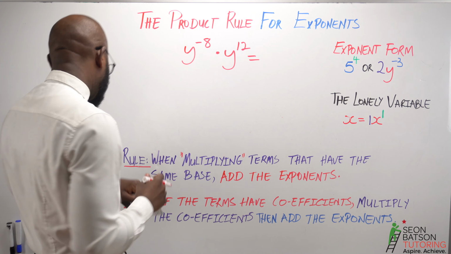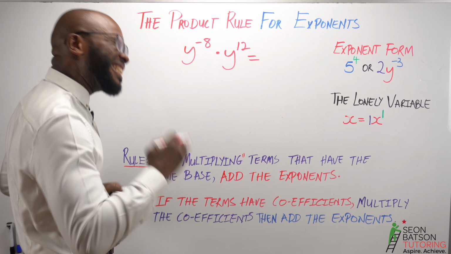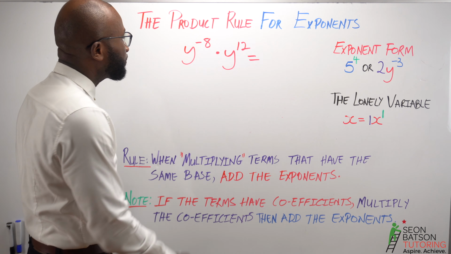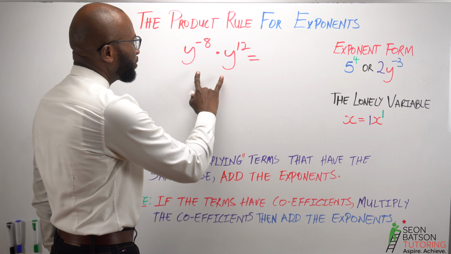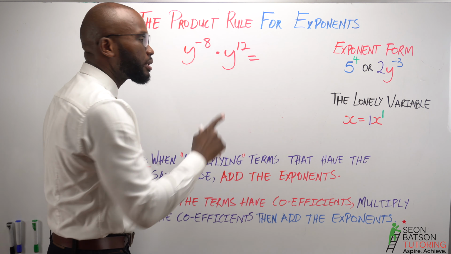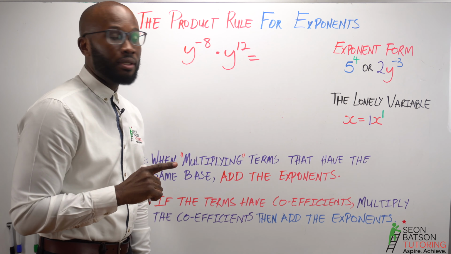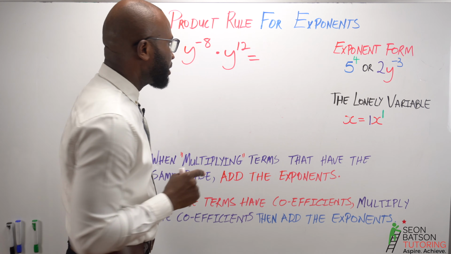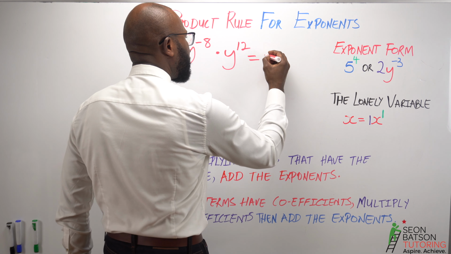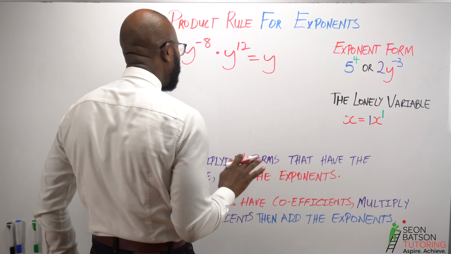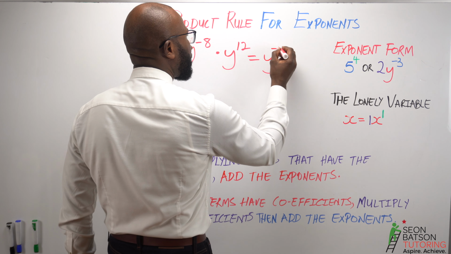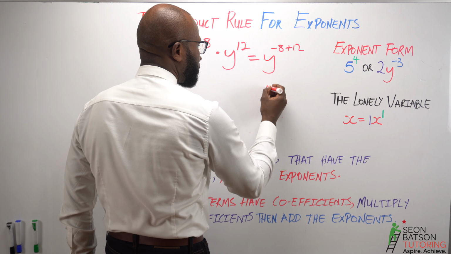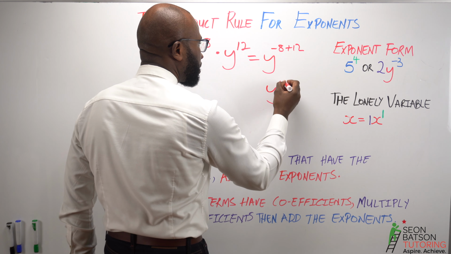Now, welcome back. Welcome back. I believe and I know that you guys got the correct answer, but still, let's work it to make sure. Again, we are multiplying terms that have exponents and the same base as well. So since the bases are the same, we can add the exponents. The y stays, we never touch the base. And we add the exponents, negative 8 plus 12. Yes, that will give us y to the positive 4.